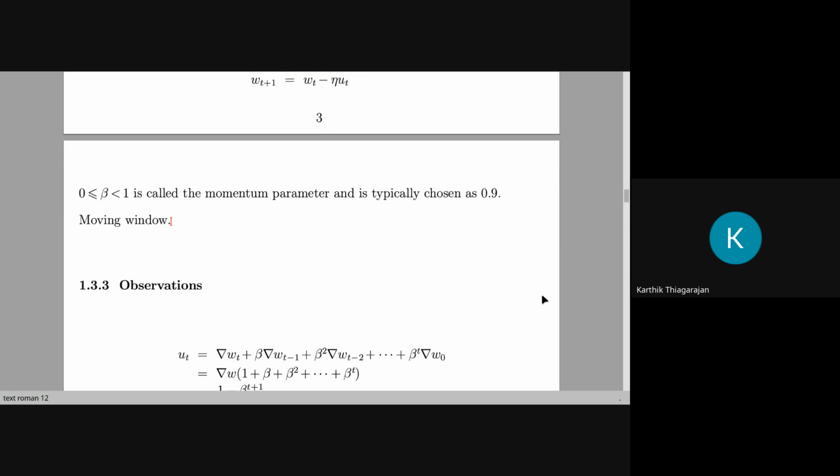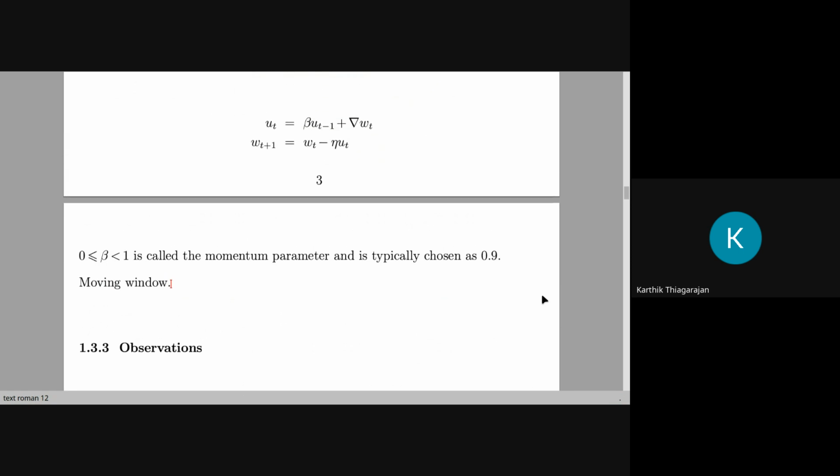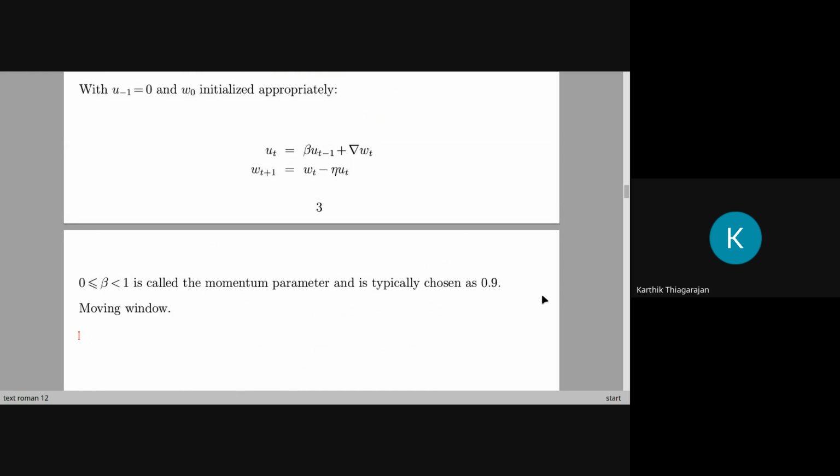I hope you are all familiar with the moving window. Think about a window that starts from some t, a window of length phi. What would that mean? It means I am only concerned with what happens in the last 5 time steps. I'm only concerned with the behavior of my gradients in the last 5 time steps. So beta will actually control all these things.